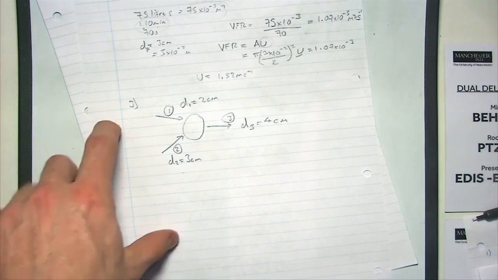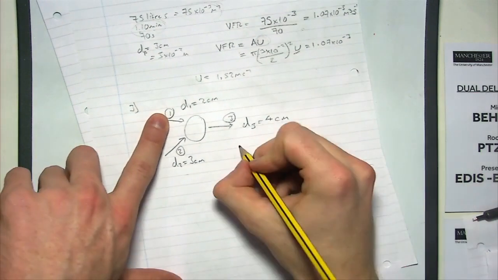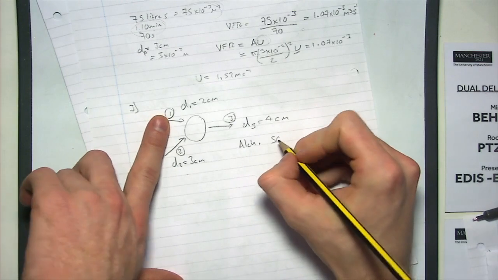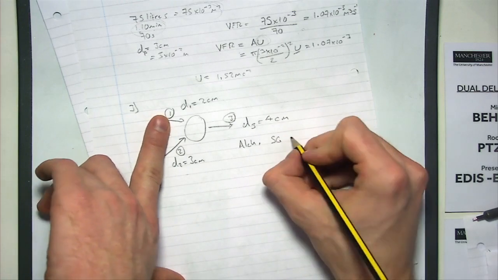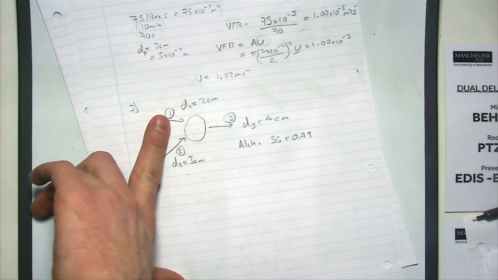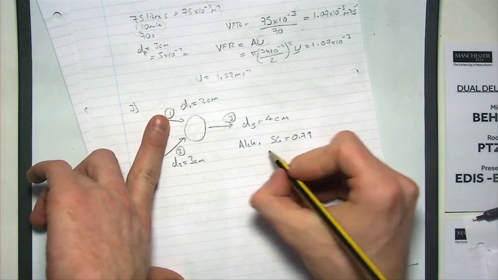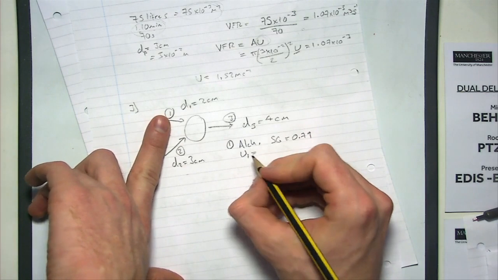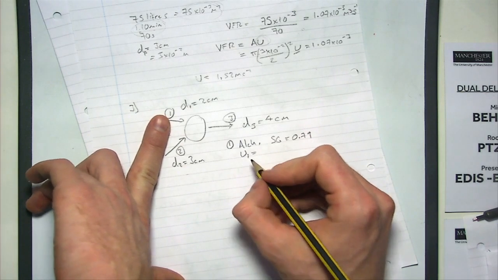Through section 1, we've got alcohol, I'm going to write alk, with a specific gravity of 0.79, right? And that's coming in, U1, write that there. And U1 is equal to 8 meters a second.